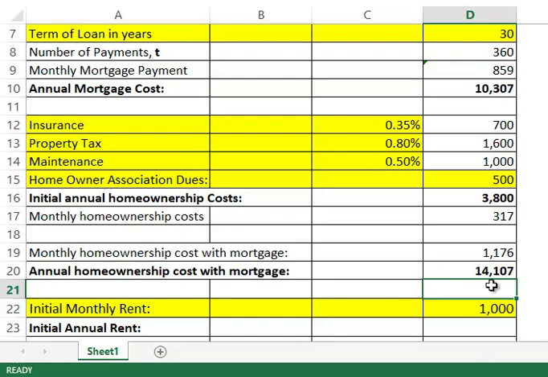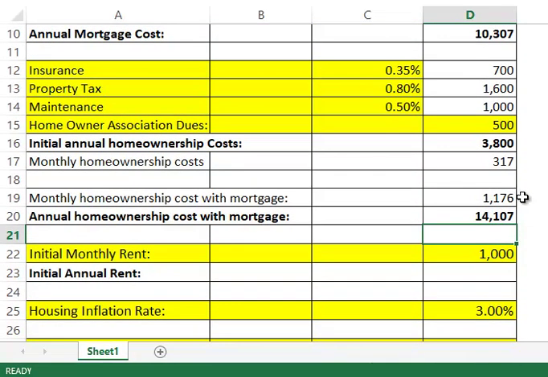Right, so there is. So just to check, why don't we go equals the annual mortgage cost, that's the 12 payments, 10,307, plus the annual home ownership costs, 3,800, right? And that should give us 14,107 as well. So there's two ways of getting this number, isn't there? So again, the way I did it was I just took the monthly home ownership costs, and I just took this number and I times it by 12, right?